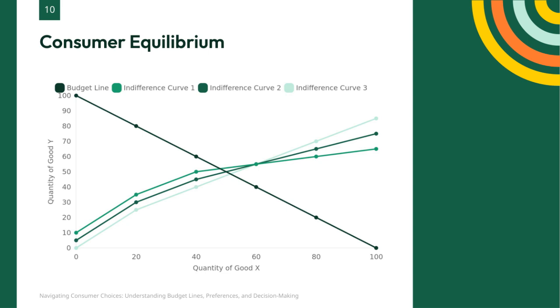This tangency point is significant because it represents the optimal combination of good X and good Y the consumer chooses. Understanding this balance helps explain how consumers make decisions based on their preferences and budget constraints.